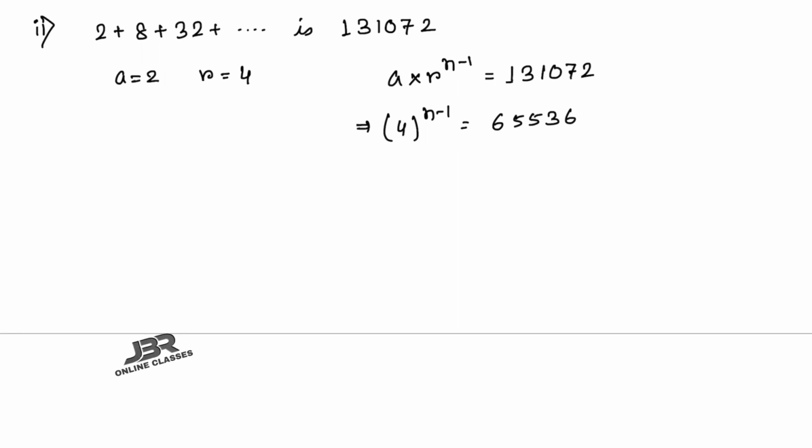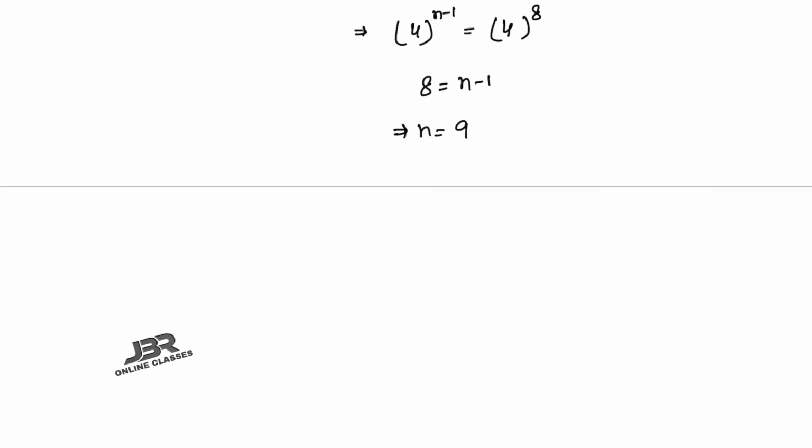that equals 65536. Now 65536, you have to write as 4 to the power 8. Okay, 4 to the power 8 equals 65536, and here 4 to the power n minus 1, so definitely 8 equals n minus 1, so n equals 9 as your answer. Now next one, sum number 5. So this is the last sum for this video.